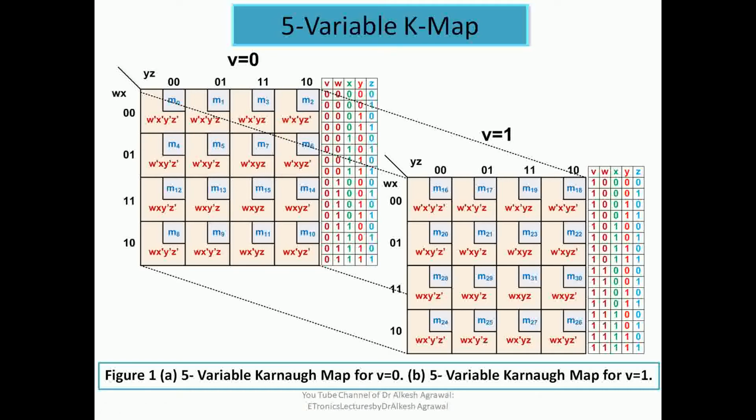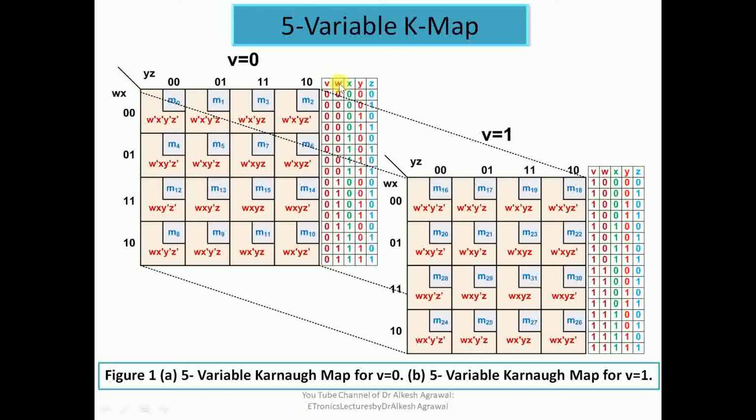As I have discussed in previous lectures, for three-variable and four-variable K-maps we have only one distinct map, but for a five-variable K-map we have two different maps. One map, as you can see over here, is for v equal to 0, and one map is for v equal to 1. If you look into this table, we have five different variables. The least significant bit is z, and the most significant bit is v.